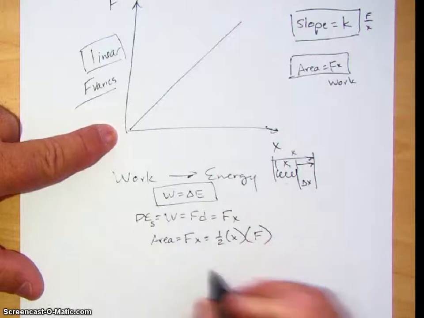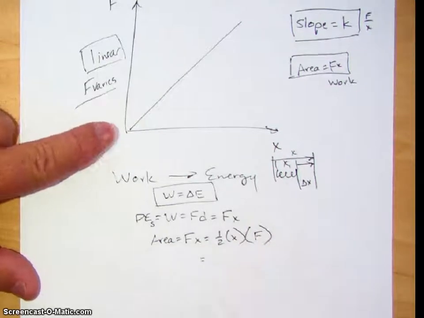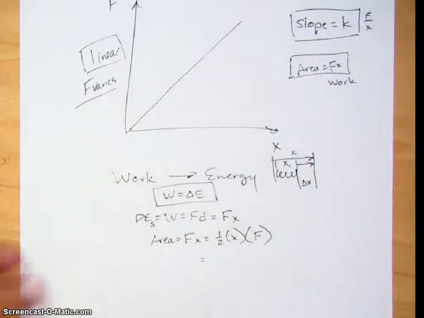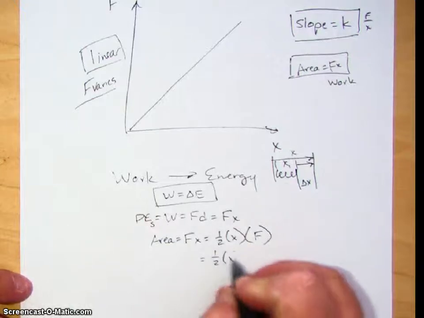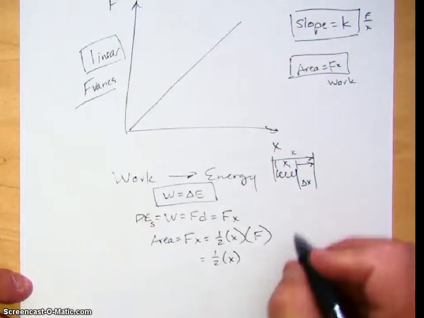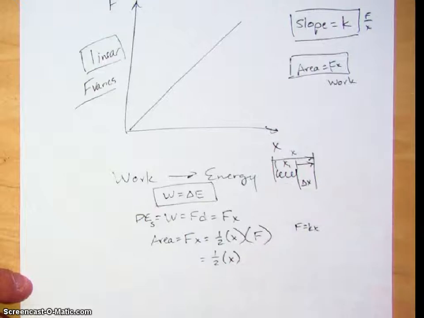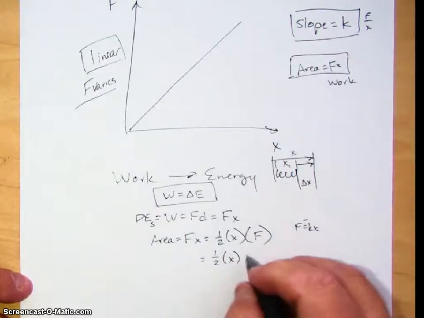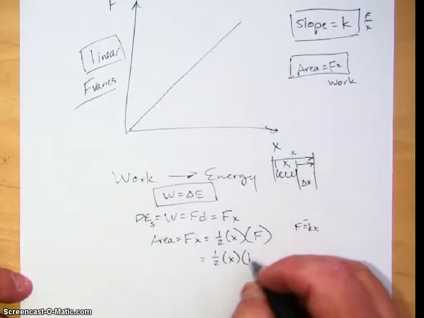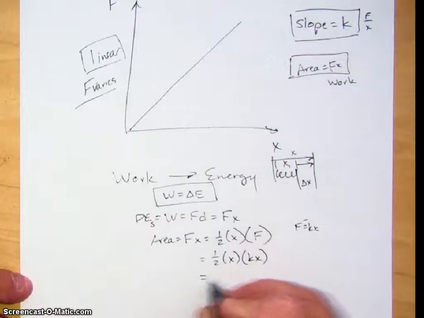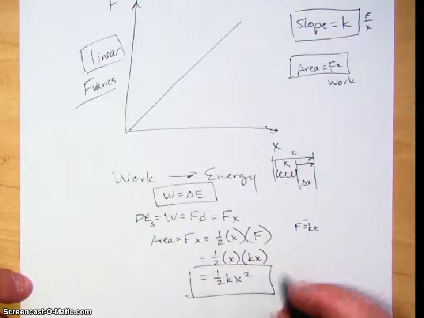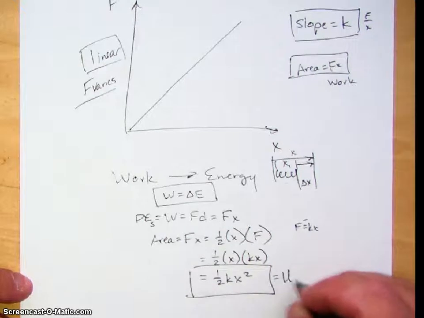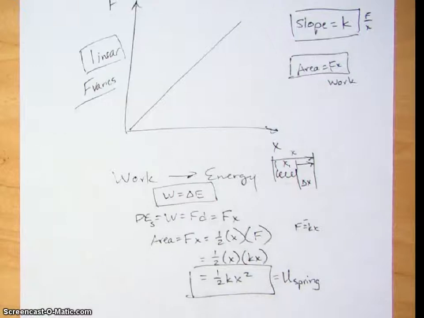But I don't want F in there. I want to replace F with what it was before. I'm going to say 1/2 x, and F, we know from Hooke's law, is equal to k times x. There's a negative in there, but we don't really have to fool with it here. It's going to be k times x. If I reduce that, I get 1/2 kx squared. And that's equal to PE of a spring. And that's kind of important. So if I know how much the spring is compressed, I can calculate how much energy it has.